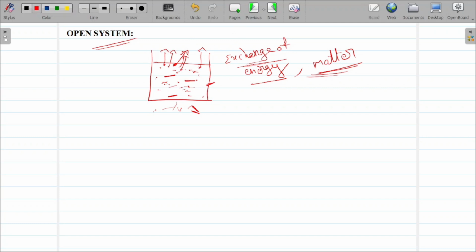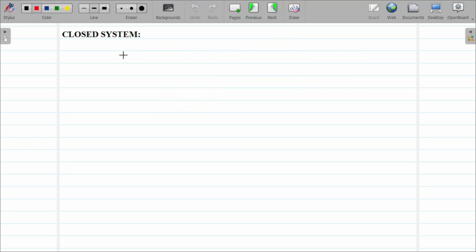Clear? Next, closed system. In a closed system, you can take a pressure cooker as an example. In this you are giving heat, so what will happen inside? Pressure and volume will change, right?